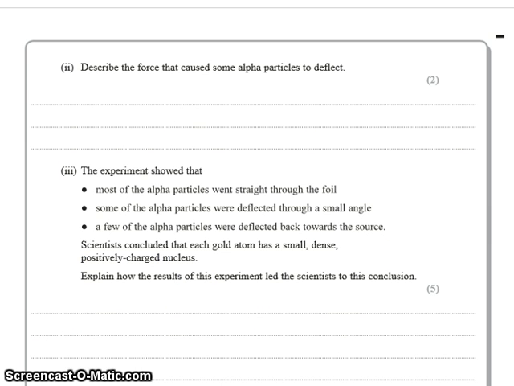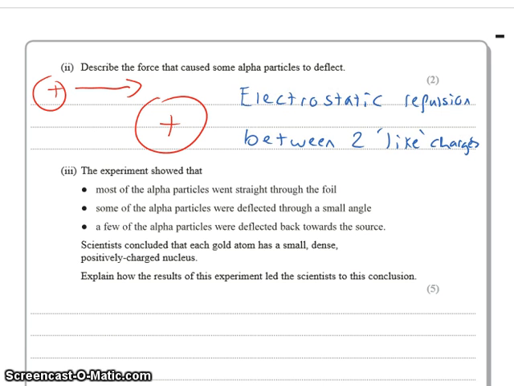And describe the force that causes some alpha particles to deflect. Well, we're looking at the positively charged alpha particle coming close to the positive nucleus of the gold atoms, and that repulsion is due to the electrostatic force. So we've got electrostatic repulsion between 2 like charges. So 2 positives will repel, or 2 negatives will repel.